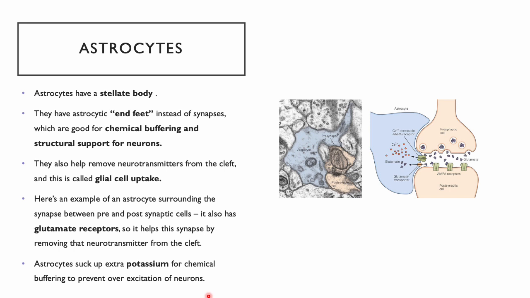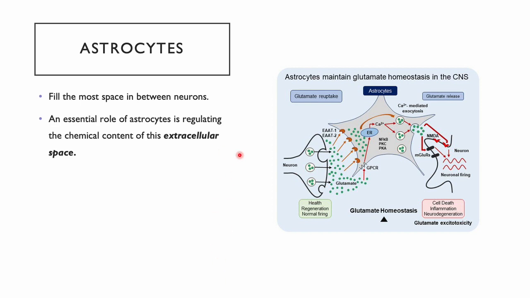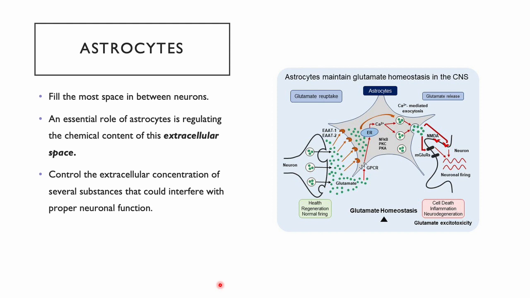Astrocytes can also suck up extra potassium for chemical buffering to prevent overexcitation. And don't worry about this quite yet because we'll talk about the importance of excitation in future lectures. So astrocytes primarily fill the space in between neurons, so that's why I've referred to them as the chocolate chip cookie dough, and neurons are the chocolate chips. So essentially, they're not only providing structural support, but they're regulating the chemical content in that extracellular space, like we just talked about with glutamate in the previous slide.